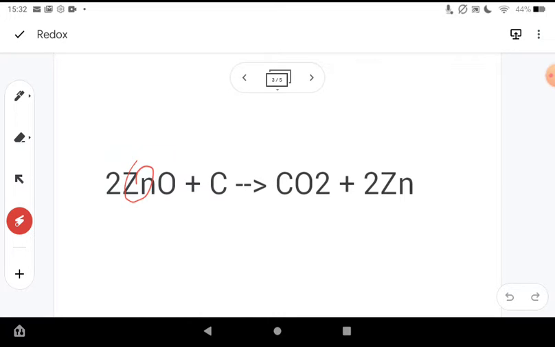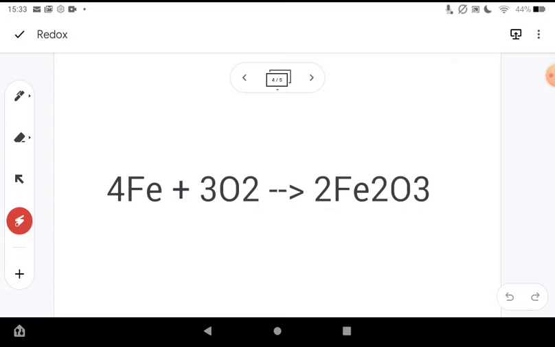So I've got zinc oxide here and I've got carbon, and the oxygen in this case moves over to the carbon to make carbon dioxide, leaving the zinc on its own. Because the zinc is losing the oxygen, it is being reduced. Because the carbon is gaining the oxygen, it is being oxidized. Very straightforward. A little bit trickier here.